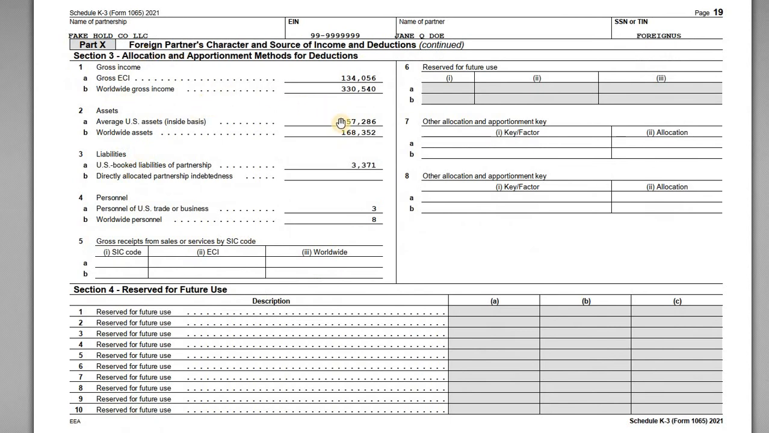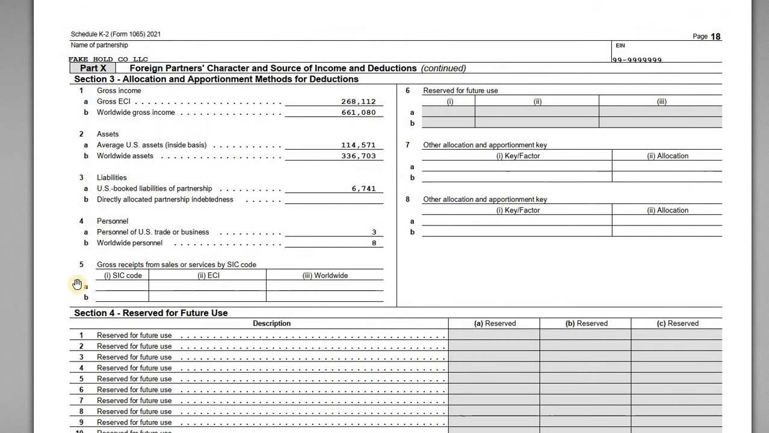And then, of course, in Part 10, Section 3, this is the gross ECI versus worldwide income issues. So this is her allocation of those totals that were reported on Schedule K-2. The one thing that is not allocated here is the personnel. So if we look at K-2, you remember in our fact pattern, we said that the Florida LLC employed 3 people and the worldwide personnel is effectively 8 because the Swiss entity had 5. So Swiss entity has 5 persons working for it. Florida LLC has 3 in connection with that U.S. trader business. So the total worldwide personnel is 8.